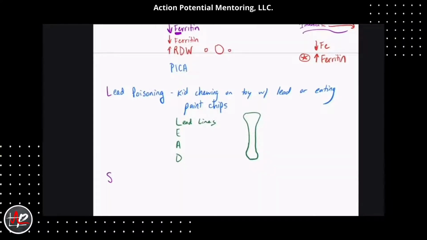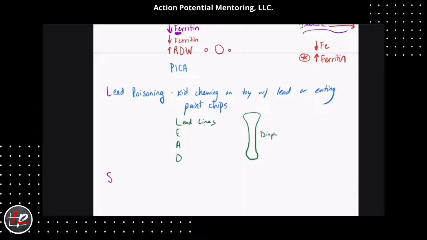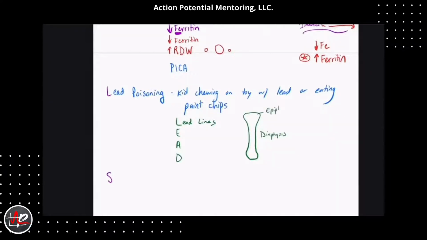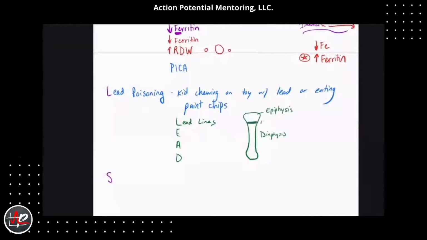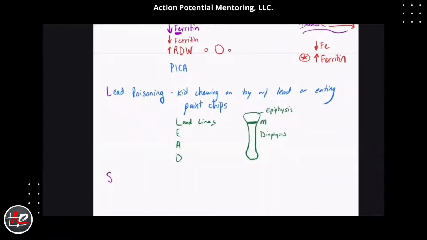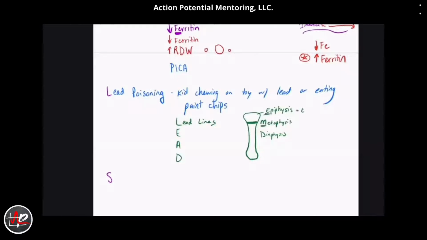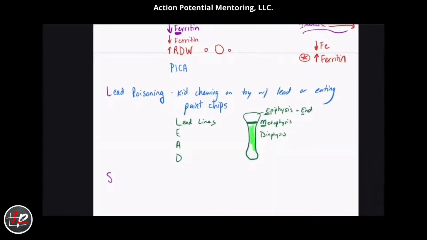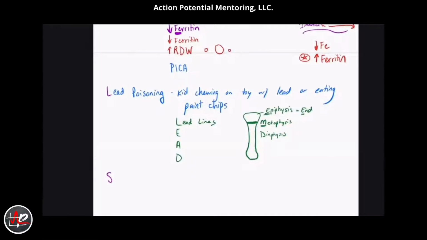Okay, so how I think about this is the shaft is the diaphysis. The end is the epiphysis. So I think E for end, E for epiphysis. And then the metaphysis is M, where they meet. So the M is for where they meet, E is for the end of the bone, and then D is for the really long part in the middle of the bone. Okay, so you get lead lines at the metaphysis.